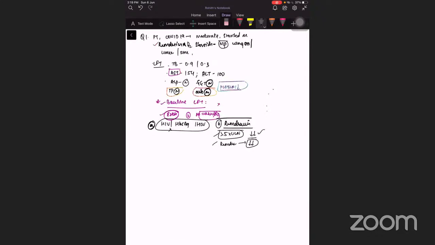I think this much is sufficient whenever you're dealing with a liver function test. We have covered most of it. And this AST by ALT is called the De Ritis ratio. So it's called the De Ritis ratio. Okay, so that is one thing. Any questions as of now? Any questions?